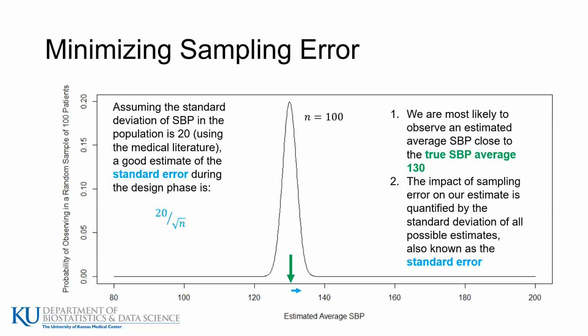In this case, if we assume that the systolic blood pressure standard deviation in the population is 20, which oftentimes is based on some literature that has already been published, so we have some estimate. We obviously can't ever know what the true population standard deviation is, but we can have some idea of what it is. This allows us to calculate what the standard error would be given different sizes of the random sample.